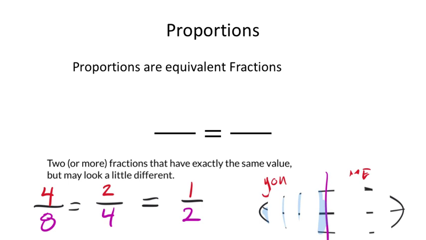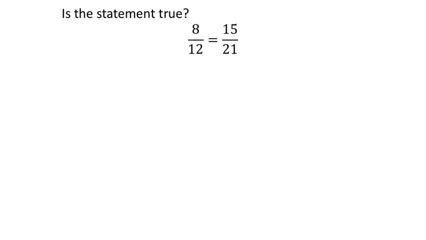Now we'll give you strategies to do that. In fact, we'll look at 4 different strategies. 2 of them are not used so much by students, but the other 2 are used quite often by students. So this one's saying we got 8 over 12. It's saying, is this statement true? Does 8 over 12 equal 15 over 21?